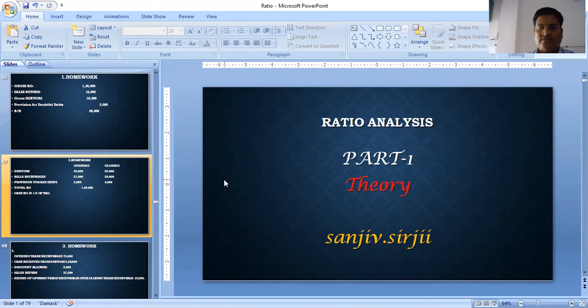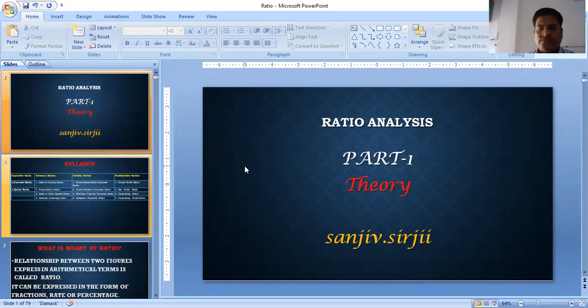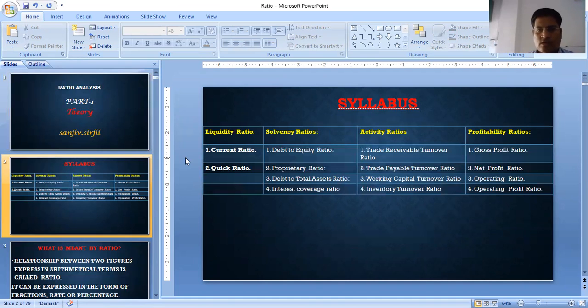Our new chapter today is ratio analysis. First of all, we will be doing the theory on ratio analysis. Some of the theories you must know. Before that, this is the syllabus. This time we have a reduced syllabus. Three ratios are not there in the profitability ratios: EPS, P/E, and ROE. These three are not there.